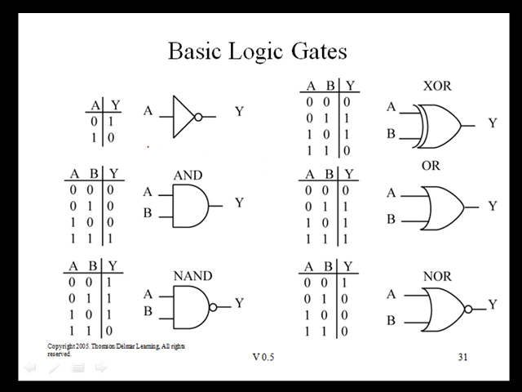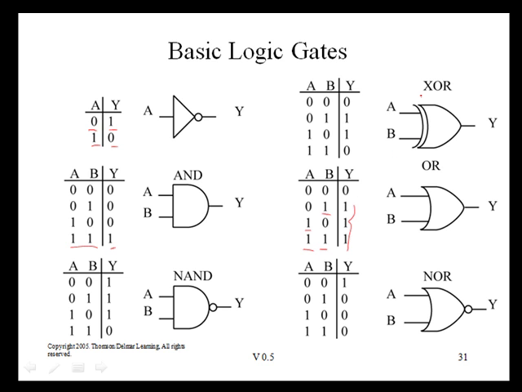This is an inverter. A 0 on the input produces a digital 1 on the output. A 1 on the input produces a 0 on the output. An AND gate, if you recall, its output is a 1 only if all inputs are 1. An OR gate, the output is a 1 if any input is a 1.